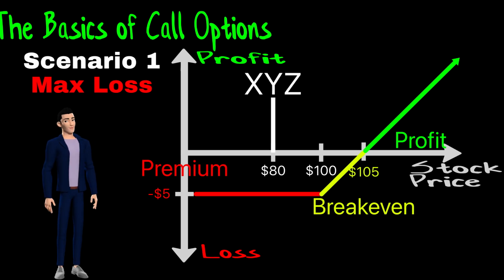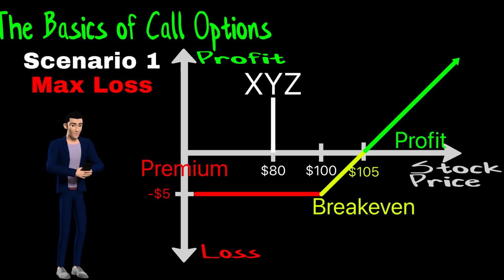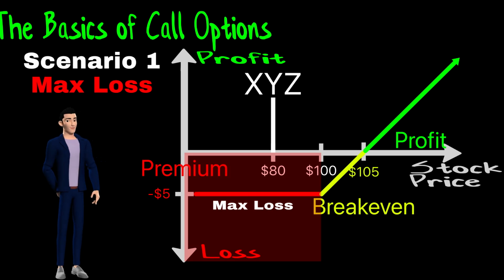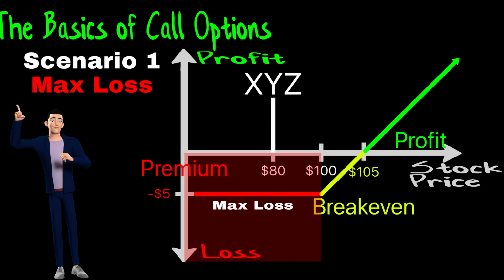Because this is less than the $100 strike price he bought, Brad lets his option expire for his max loss of $500, or what he paid. However, if Brad would have bought 100 shares, he would have lost $2,000. So by buying an option, Brad reduced his max loss from $2,000 to $500 in this scenario.